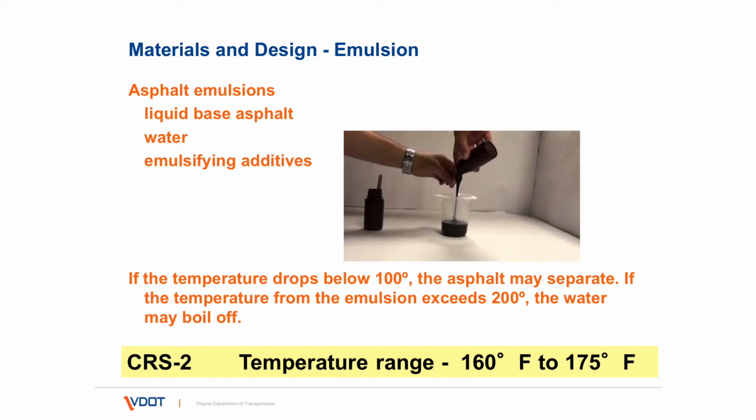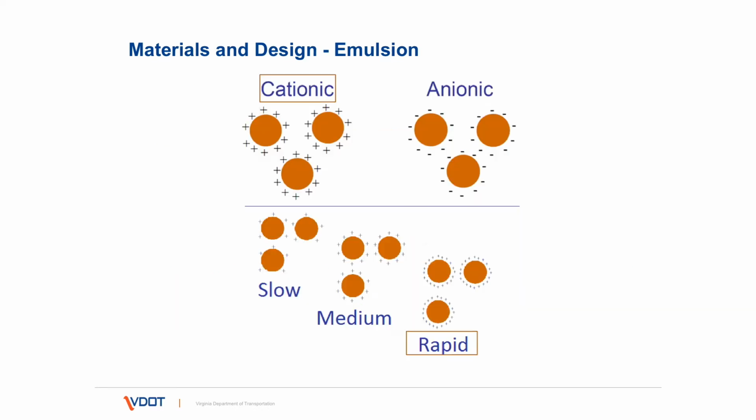These emulsions are temperature sensitive, and it's very important that they be kept at temperature. If the temperature of the emulsion, even in storage, drops below 100, the asphalt may separate from the water. And the closer we get to 212, the water may boil off of the treatment. The temperature range during application of a surface treatment for a CRS2 is 160 to 175 degrees Fahrenheit.